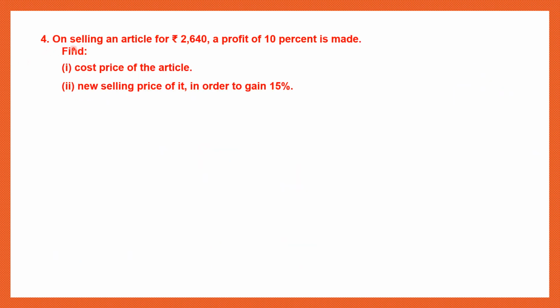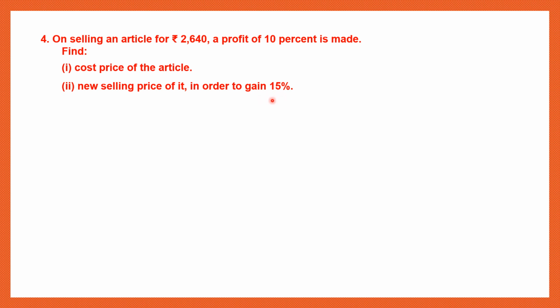Question 4. On selling an article for 2,640 rupees, a profit of 10% is made. Now we have to find the answer to two questions. First question is find the cost price of the article. So selling price is given and profit percent is given. We have to find the cost price. Then find the new selling price with this cost price. Okay, so this will be the cost price. Now find the new selling price if there is a gain of 15%.